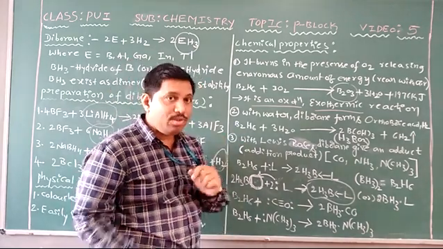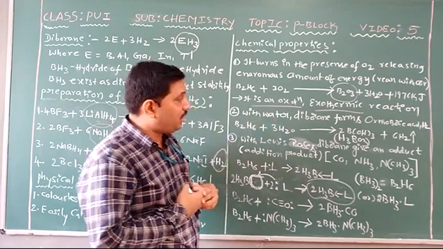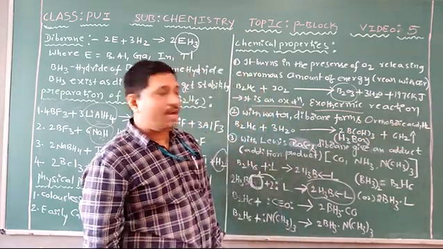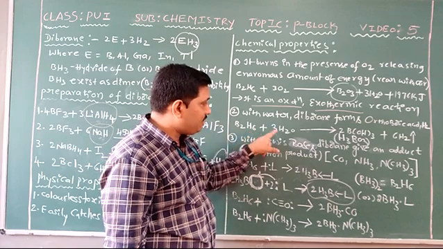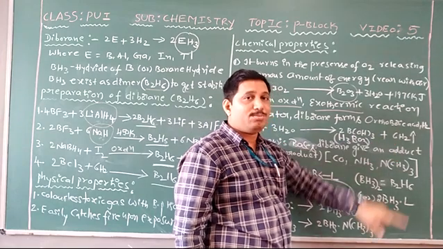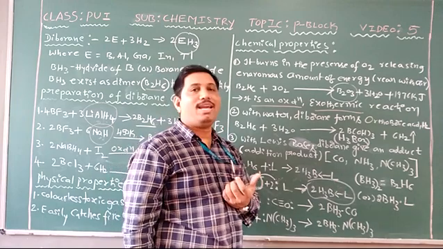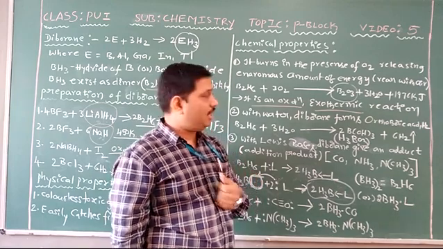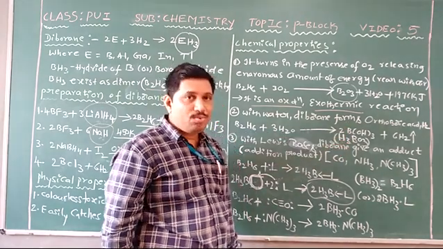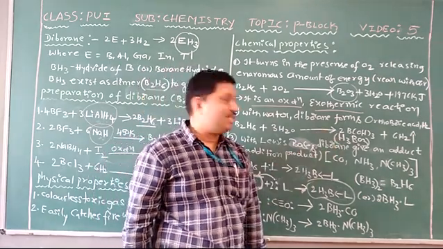Next one, student, with water. When diborane reacts with water, it forms orthoboric acid and hydrogen. That is B2H6 plus 3H2O gives B(OH)3 taken twice and 6 moles of hydrogen. That is, hydrolysis of diborane gives orthoboric acid H3BO3 and hydrogen. Here the orthoboric acid can be represented in two forms, student. One is B(OH)3, another one is H3BO3.